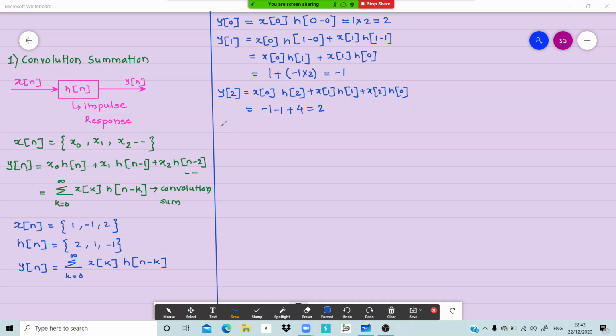So if I'll write y of n in this case, we are getting a sequence of sequences, right? Different instances, instantaneous values, 2, minus 1, 2, and definitely this is going to continue. Why have I told you this thing? You should know what is convolution. Whether it will be asked in the paper or not, that is a different thing.